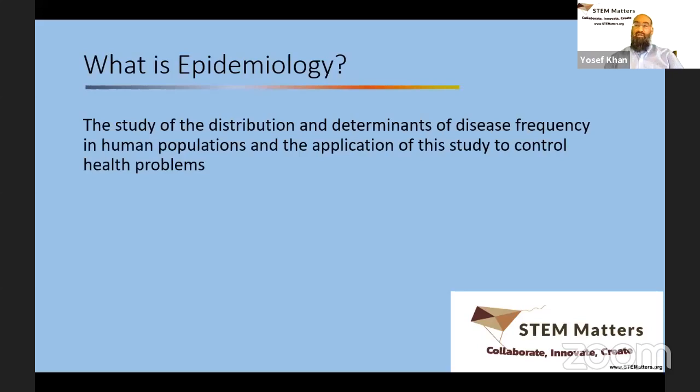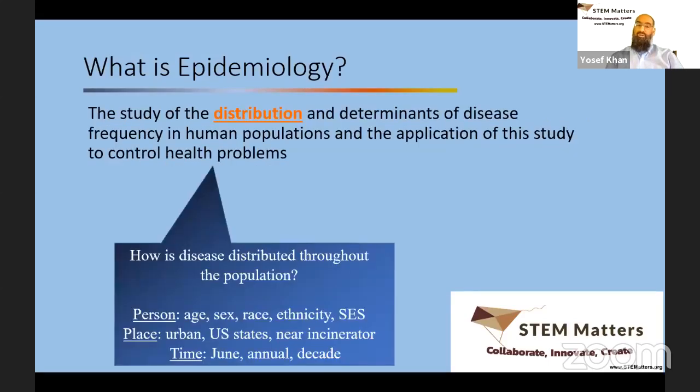And so specifically, its definition: it is the study of the distribution and determinants of disease frequency in human populations, and the application of this study to control health problems. And this definition is loaded. It's loaded with keywords. The first keyword is distribution. How is the disease distributed throughout the population?